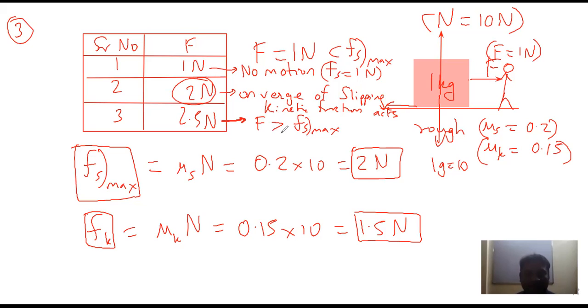So in this question, what are we asked? What is the value of friction? If kinetic friction acts, it will be 1.5 Newton. In the first case, we can say static friction acts, which is 1 Newton.